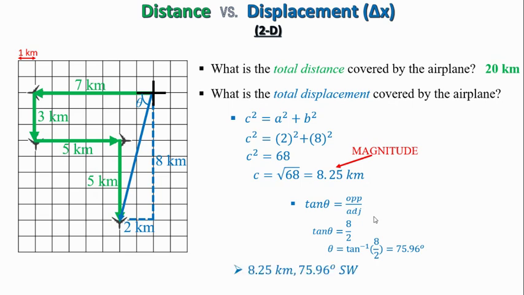And the proper way to express your answer would be the magnitude is 8.25 kilometers and the direction is 75.96 degrees southwest. Okay, again, you cannot just say southwest. Just saying southwest is very vague because you have so many different angles that express the southwest. The second option to express this would be the same magnitude, 8.25 kilometers, 75.96 degrees below the negative x-axis.